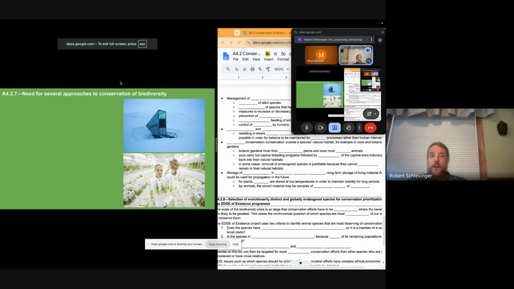This is a very, very famous seed bank in Norway, the Ark, and this has just tons and tons and tons and tons of different seeds that have been preserved, which is really neat.